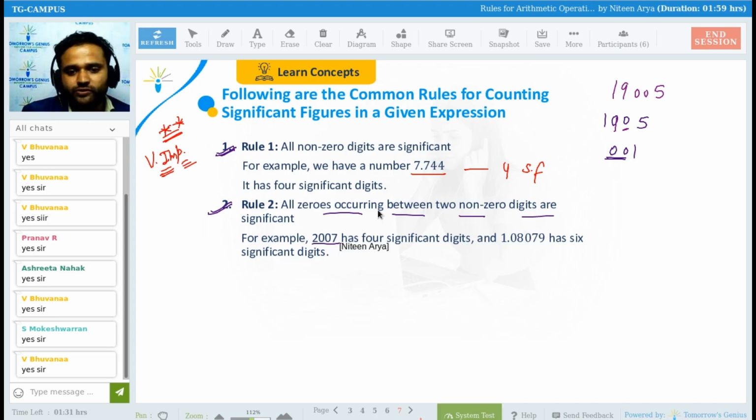For example, 2007 or 2008 has 4 significant figures or digits, and 1.083079 has 6 significant digits or significant figures. Is this clear with everyone? Very simple, very easy, very basic, right? Clear? Good.